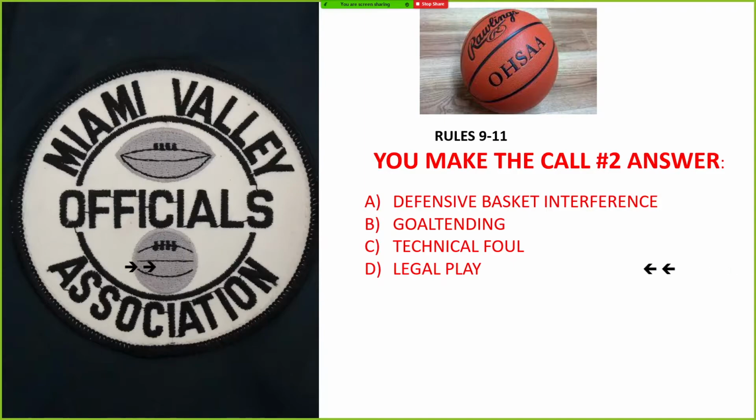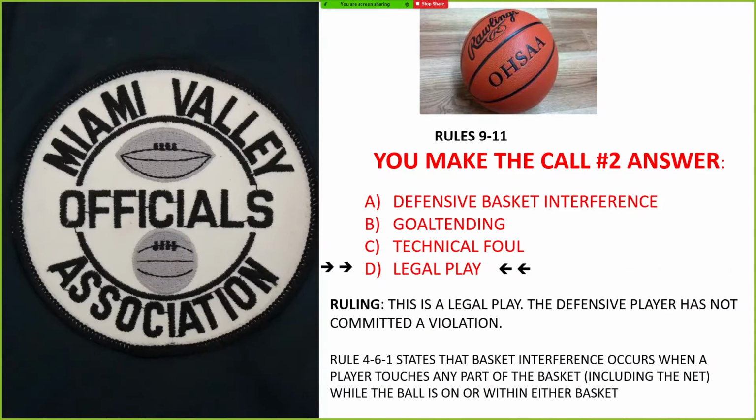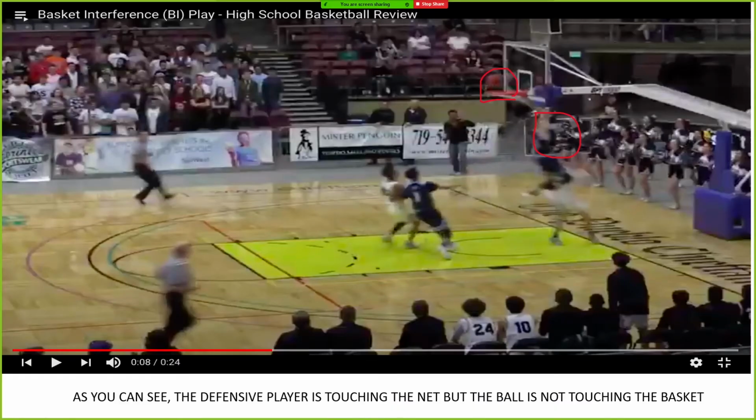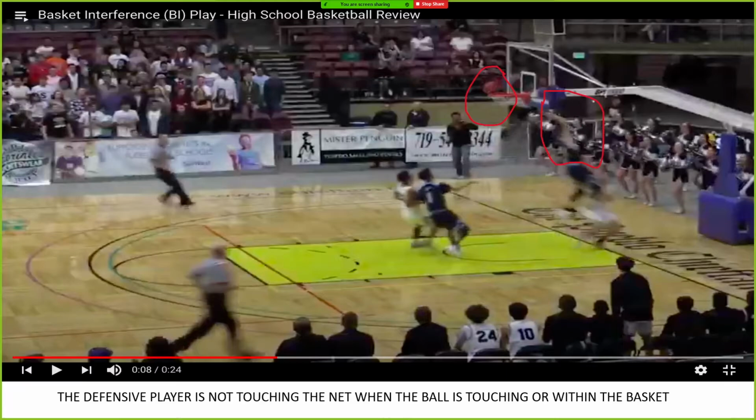Ruling, this is a legal play. The defensive player has not committed a violation. Rule 4-6-1 states that basket interference occurs when a player touches any part of the basket, including the net, while the ball is on or within either basket. The defensive player is touching the net, but the ball is not touching or within the basket. In this instance, the defensive player is not touching the net when the ball is touching the basket.